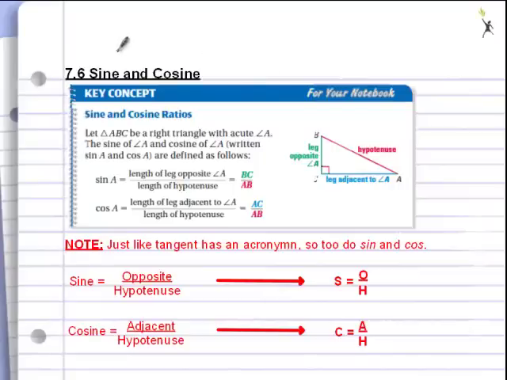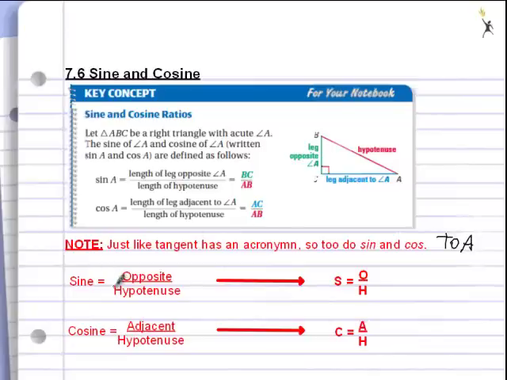Okay, now that you know how to do the tangent of a right triangle, section 7.6 goes into sine and cosine. These are two more trig functions that we use to find different parts of a right triangle. Just like tangent has an acronym, TOA, T-O-A, so too do sine and cosine.